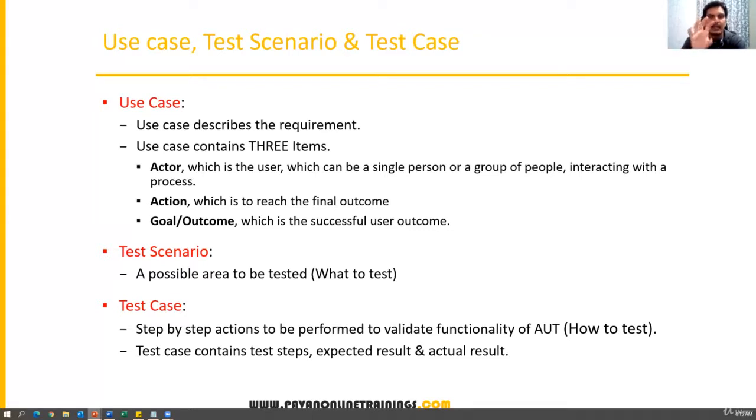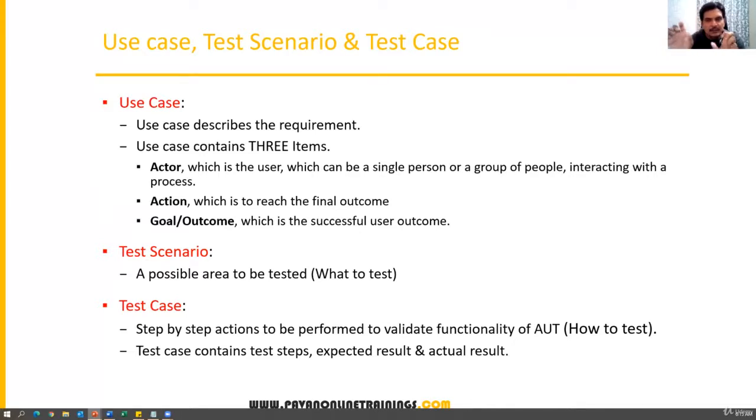Let's say take a login application. So as a user, I'll perform the login. After successful login, I successfully log into the application, I'll get the home page. So there are three things here. The user is nothing but an actor, the login operation is nothing but an action. After successful login, I will get the home page, that is our goal or outcome. So a use case is like that.